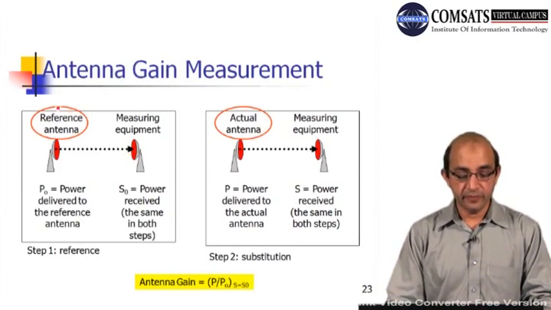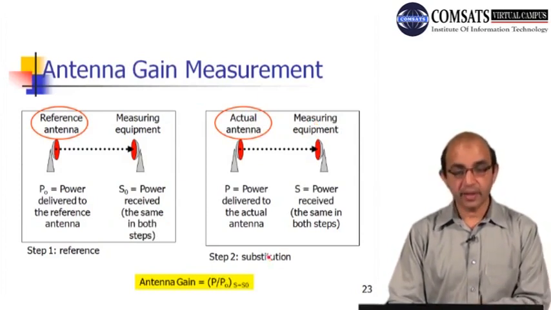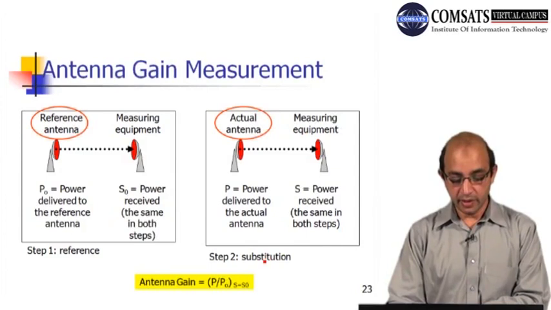Here is how we measure the antenna gain. You can see we place the reference antenna in the first step, and then we measure the gain, right? In the second step we replace the reference antenna with the actual antenna, and here we have the measurement equipment, and we can then calculate the gain. And antenna gain is P over P naught.